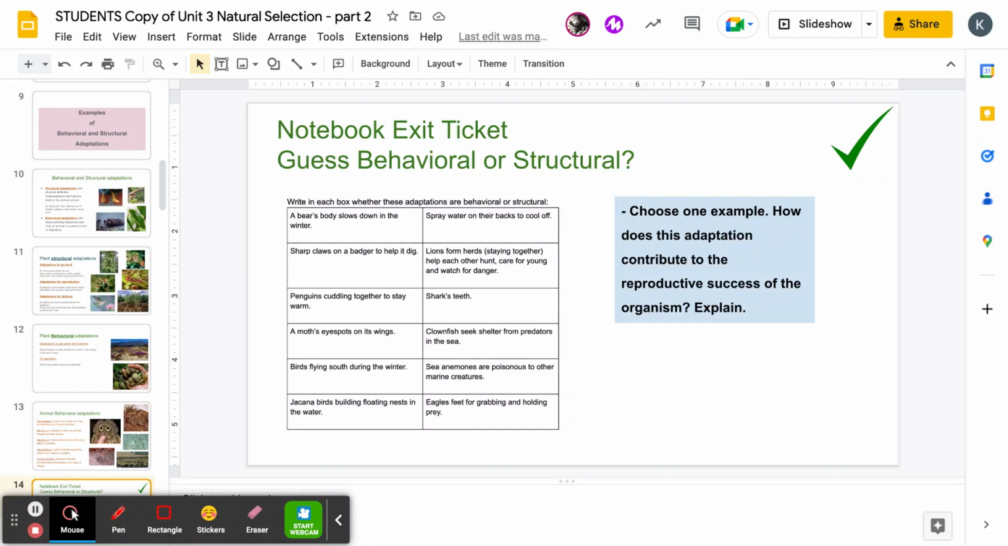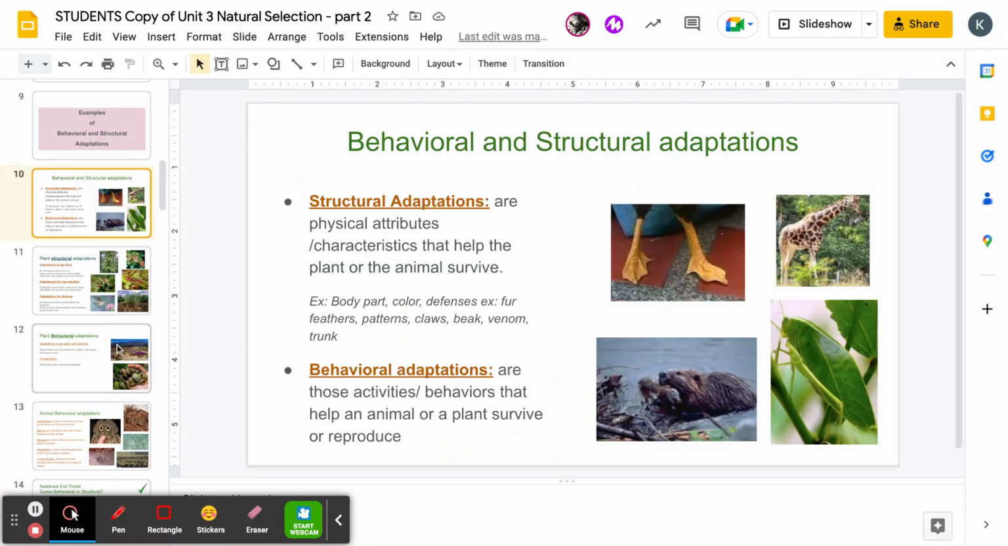Hey students, so this is the review of behavior and structural adaptations. This is on your formative. If you missed those questions on your formative, this would be a great video to watch. So you have this piece of paper in your notebook. Go ahead and find that. And I'm going to go through this quickly and then I'll go through some of the answers.